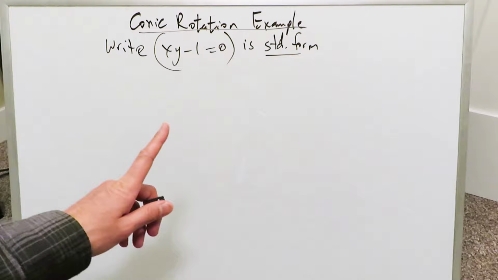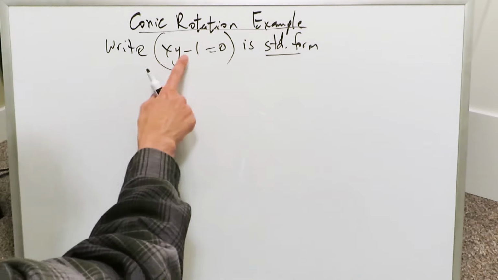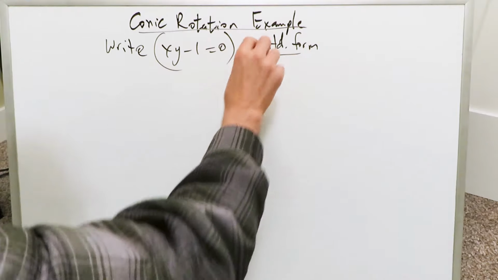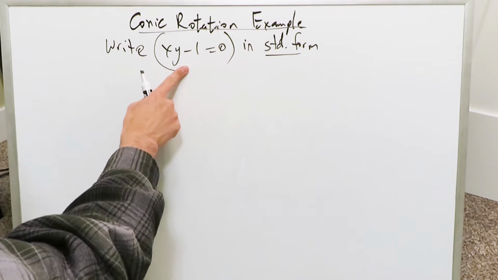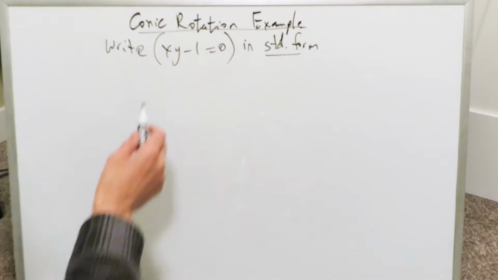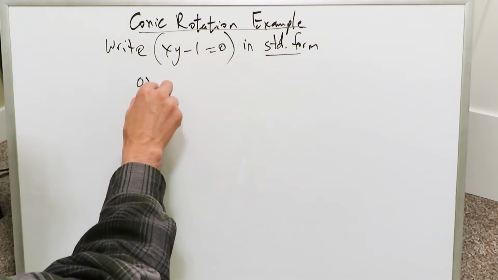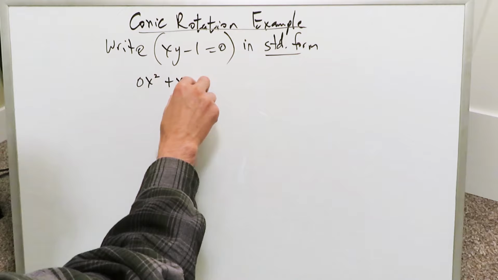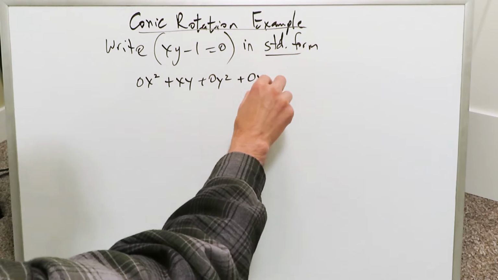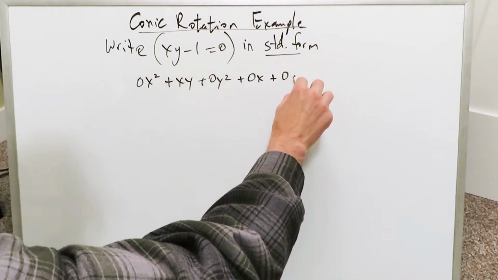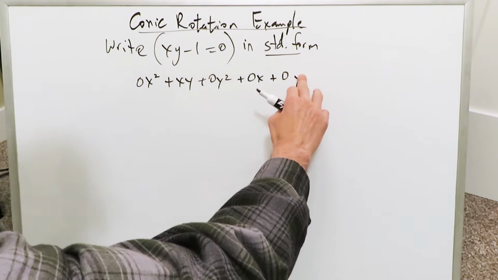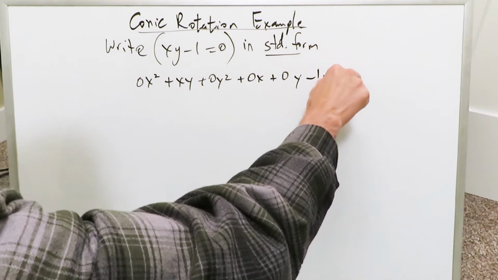Our question is this: we have to write the equation xy minus 1 equals 0 in standard form. But before you do that, you want to identify what the various coefficients are, because you need those coefficients to convert everything into this form. You have 0x squared, but you have xy, and then you have 0y squared, and you have 0x plus 0y plus f. But here the plus is really a minus, because we're seeing minus 1 is equal to 0.